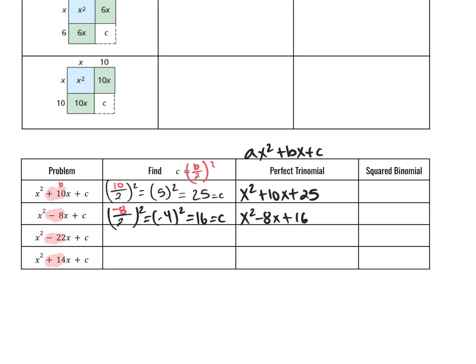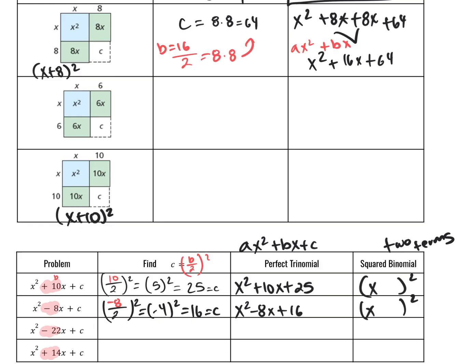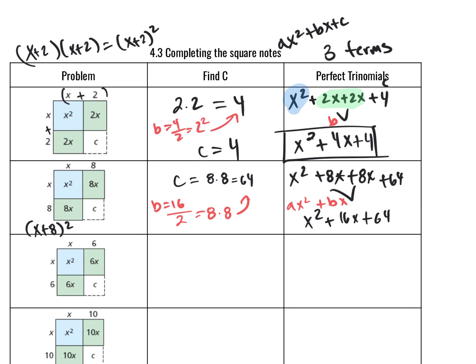Binomial is what we had here on the boxes. For example, this is x plus 10 squared. So I need something squared. Binomial means 2 terms. So I need an x and a number, x and a number squared. To find that number, for this one it was 10. For these problems that we did up here, it was 8. For this problem that I did up here, it was 2.